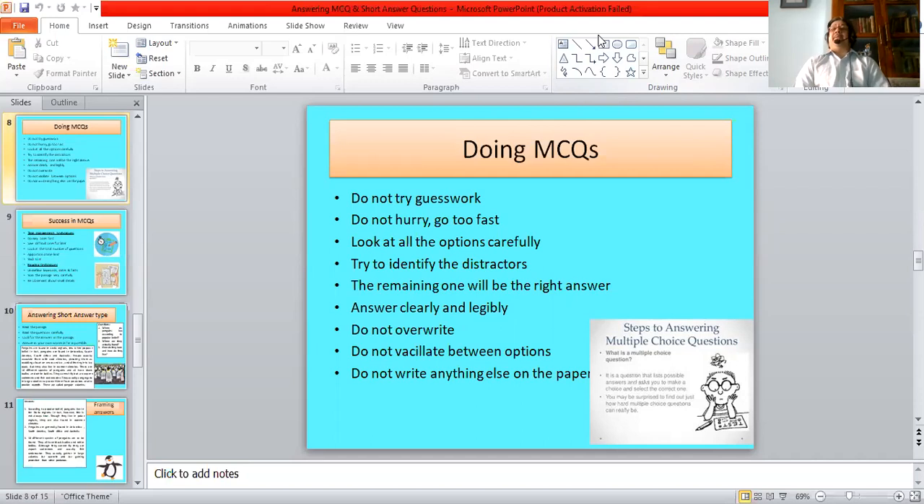And don't vacillate between different options or try out guesswork, or use any way of cancelling out one answer and choosing another one. So please be careful about answering the questions, and don't write anything else on the paper, like points or notes. You can do them on a separate page in rough work, but don't write anything else on the paper. So these are a few pointers to keep in mind regarding the MCQ type of questions.